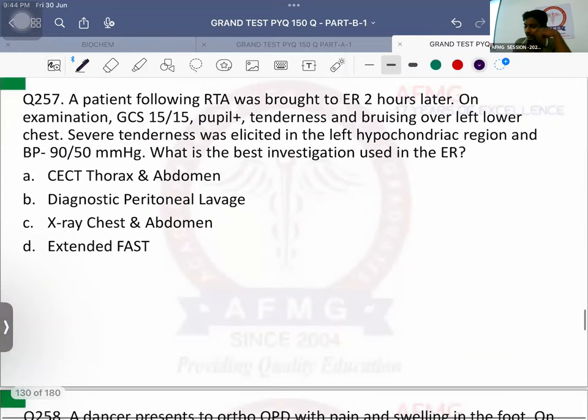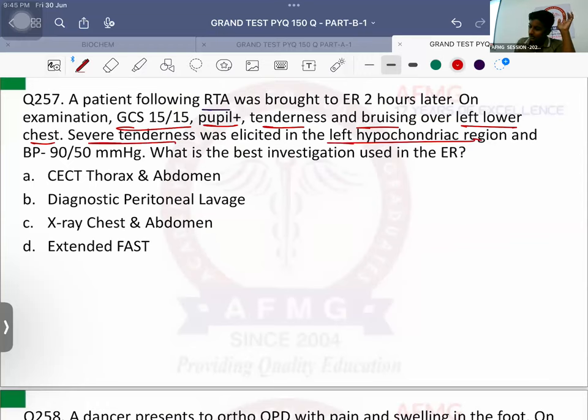257, a patient following road traffic accident was brought to the emergency room 2 hours later. On examination, GCS is 15 on 15. Pupils are reactive. Tenderness and bruising over the left lower chest. Severe tenderness was elicited in the left hypochondriac region. Matlab, left lower chest as well as left hypochondrium. Matlab, thoracic plus abdominal trauma they are talking about. And BP is 90 by 50 mm of Hg. That means the patient is hemodynamically unstable.